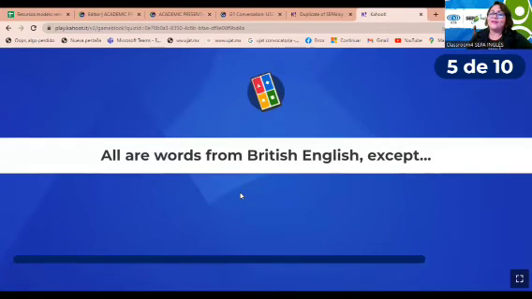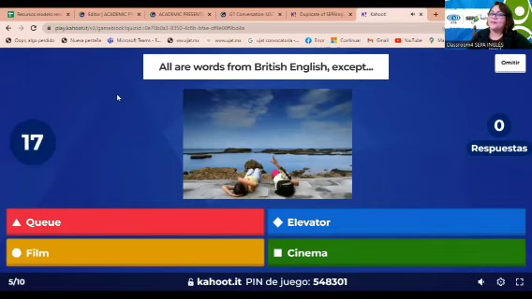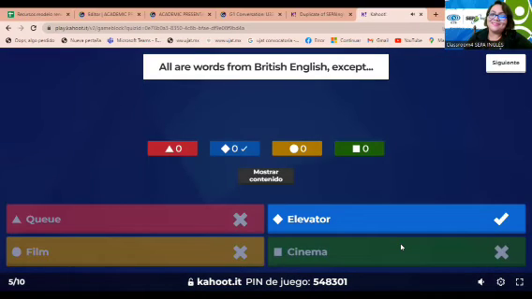All are words from British English except which one? Do you remember these words that were in the interactive image? Do you have anything of those in your mind? Which one? Elevator, of course. Elevator is American, not British.